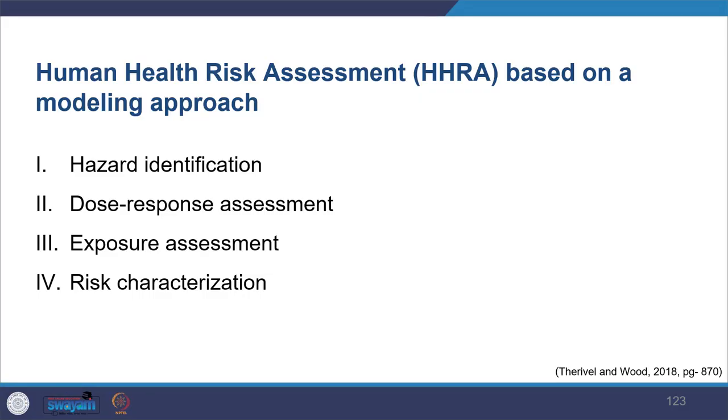If you look at how you undertake HHRA, you can have the modeling approach, which is, again, four steps. In that, you first undertake the hazard identification, where you identify in the given project what kind of chemical substances will be produced and what potential they have to cause damage or harm to humans.